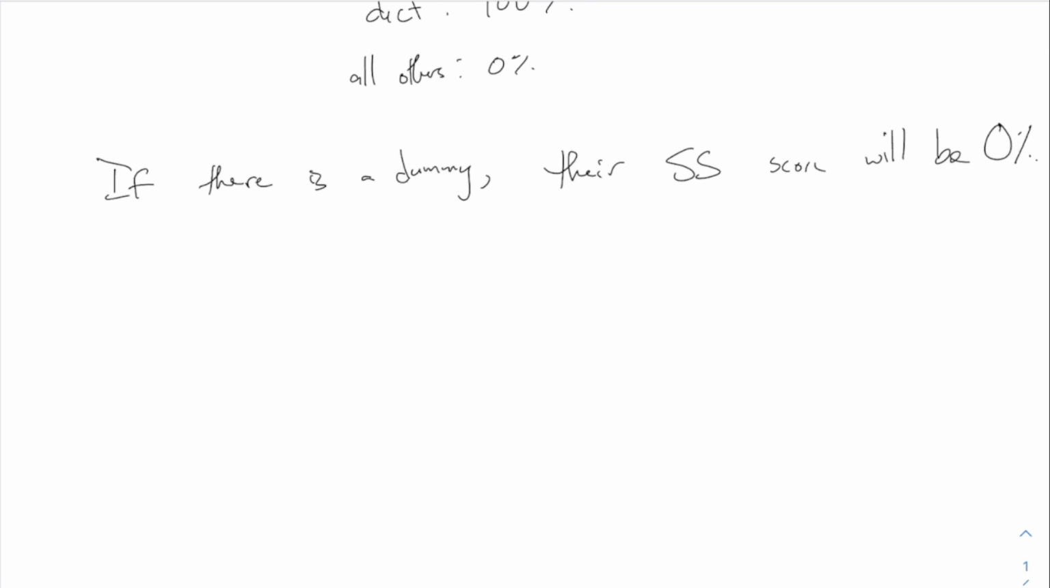All right. And here concludes what I wanted to say about the Shapley-Shubik, but didn't quite make it in last time. This is very simple. I hope you agree with me. In the Shapley-Shubik, if there's a dictator, they're going to have 100% for their score. And if there's a dummy, it's going to be 0. Anybody got thoughts about this? All right, that's what I wanted to say.